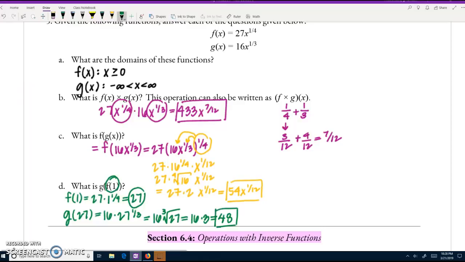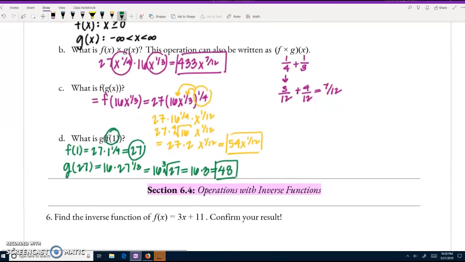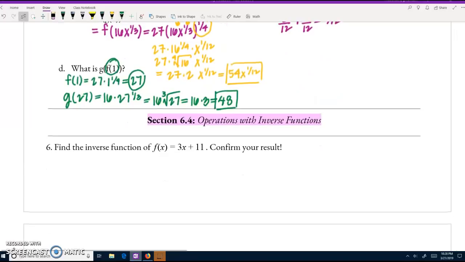That's it for our function operations and composition in this particular review guide. Next up, we've got some inverse functions to work with. So first, we want to find the inverse function of a line. This line is y equals 3x plus 11, or f of x equals 3x plus 11.